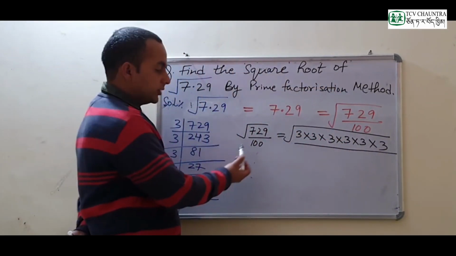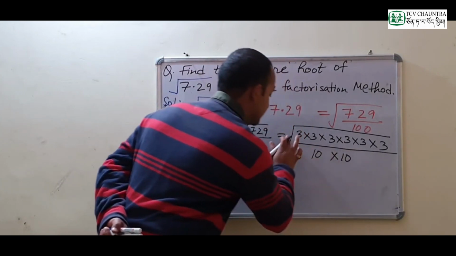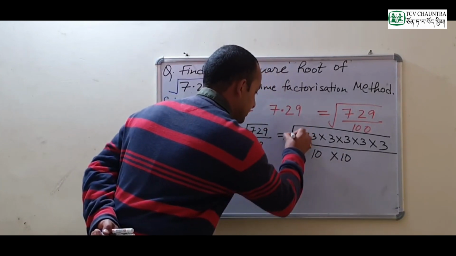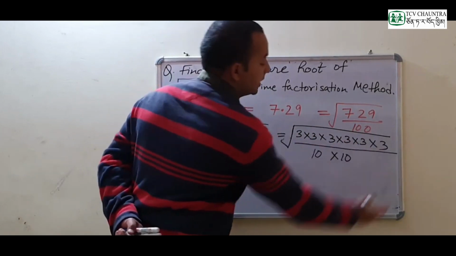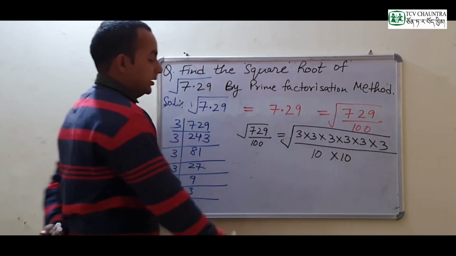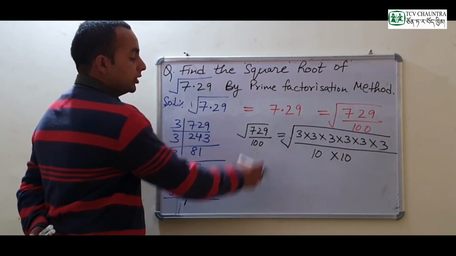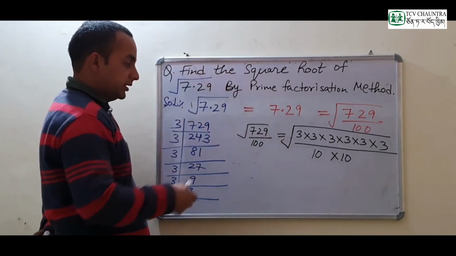The 100 with that 0, so multiply by 10, multiply by 10. Then 10 multiply by 10, multiply by 10. Then 10 multiply by 10, and 10 multiply by 10, multiply by 10, multiply by 10.